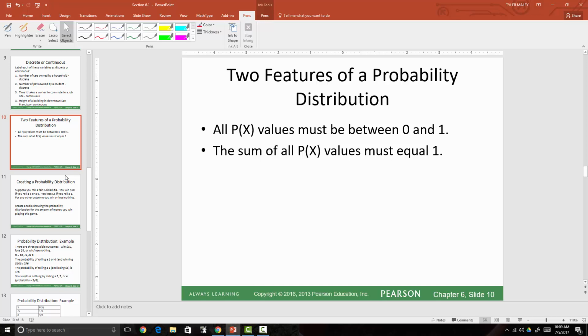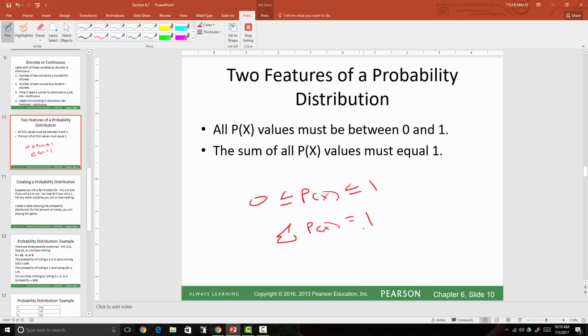Remember that all p of x values, all my probabilities, have to be between 0 and 1, and that's inclusive of 0 and 1, right? So p of x has to be in between 0 and 1. And the sum of all p of x values must equal 1, right? So the sum of all my p of x values has to be equal to 1.